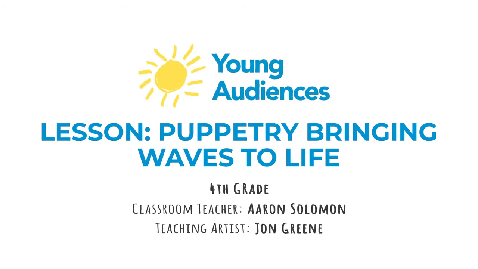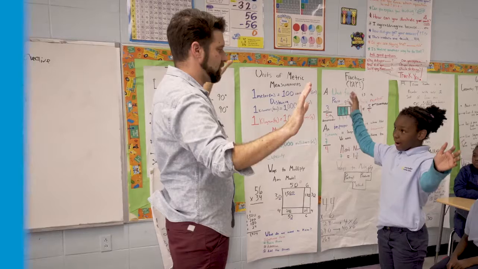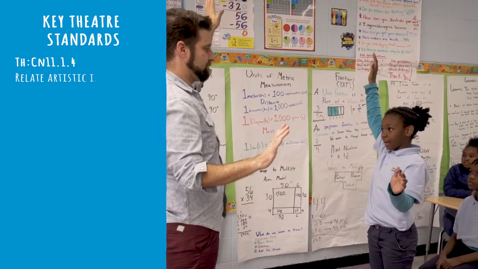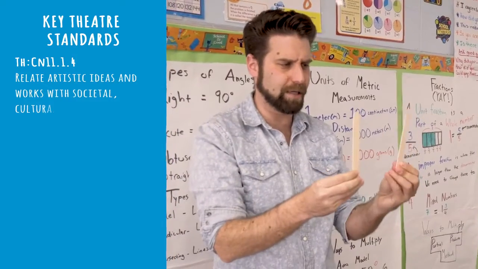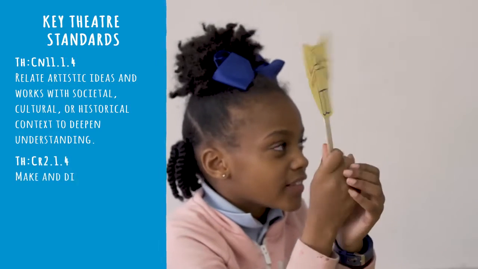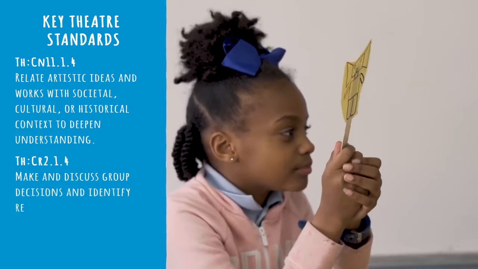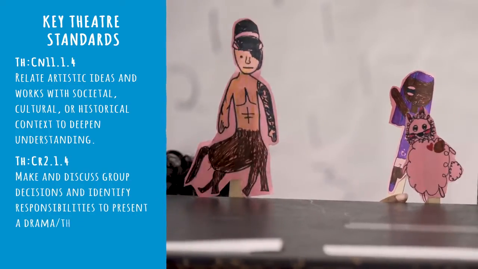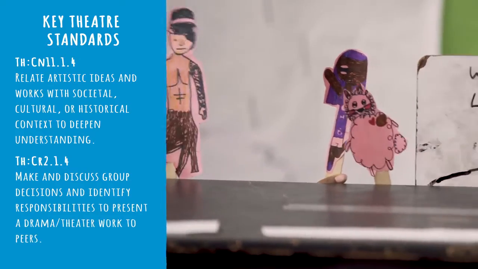Puppetry, bringing waves to life. In this unit, students will use puppetry to bring inanimate objects to life and express their new knowledge of waves. Students will relate artistic ideas and works with societal, cultural, or historical contexts to deepen understanding. Students will make and discuss group decisions and identify responsibilities to present a drama or theater work to peers.